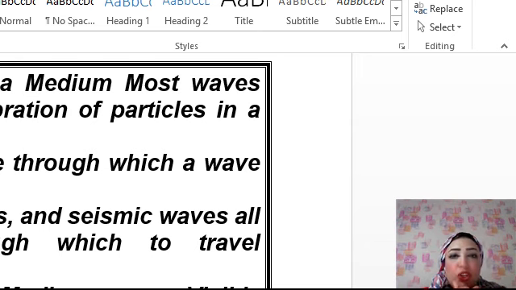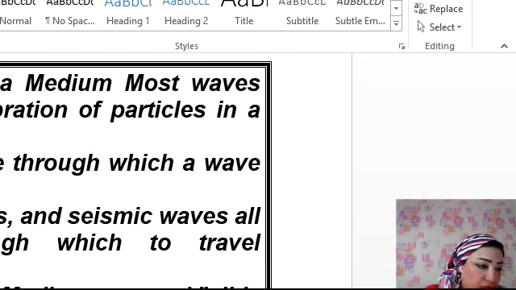If I ask you to give me a type of wave that needs a medium to travel through, okay, sound waves. Also water waves need a medium to travel through. Okay, I need two examples only: sound waves and water waves. Sound waves and water waves are two examples of the types of waves that need a medium to travel through. This type of waves that need a medium to travel through are called mechanical waves.